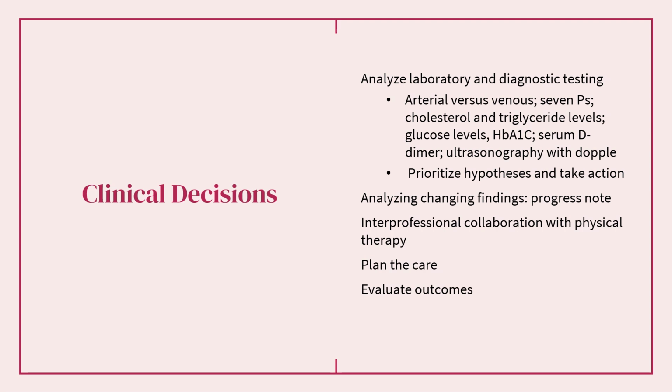So this is where everything comes together. So after we've collected subjective and objective data, then we will use our clinical judgment to make decisions about care, starting with analyzing any lab and diagnostic testing to help us differentiate arterial versus venous disease, reviewing labs like cholesterol, triglycerides for their atherosclerosis risk, maybe looking at their glucose or hemoglobin A1C for diabetes.